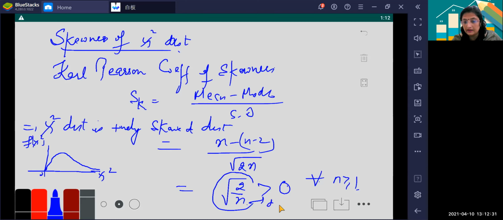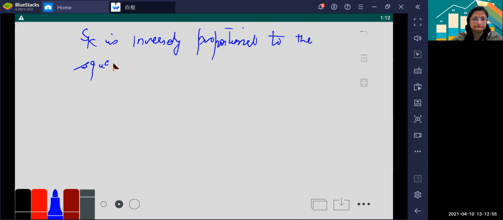और यहाँ पे क्या है? Degrees of freedom. So coefficient of skewness, this is inversely, therefore Sk is inversely proportional to the square roots of degrees of freedom, right? So अब Sk जो है √2 by n है.